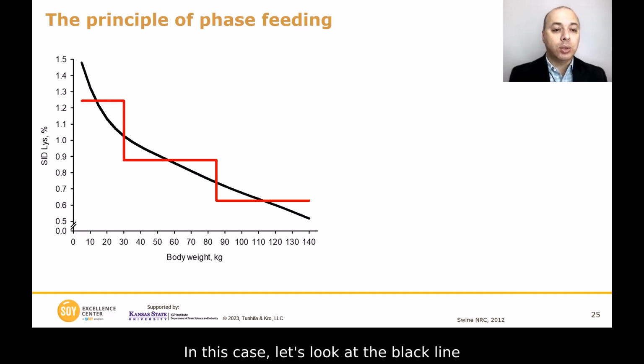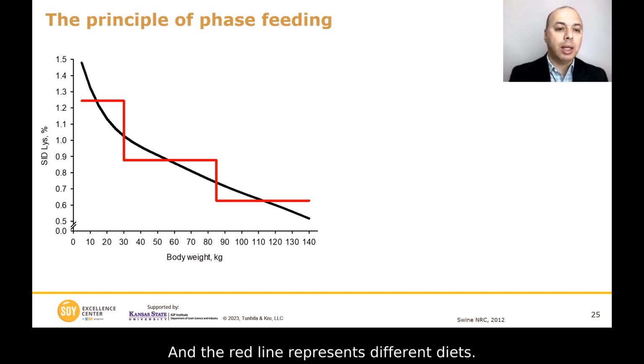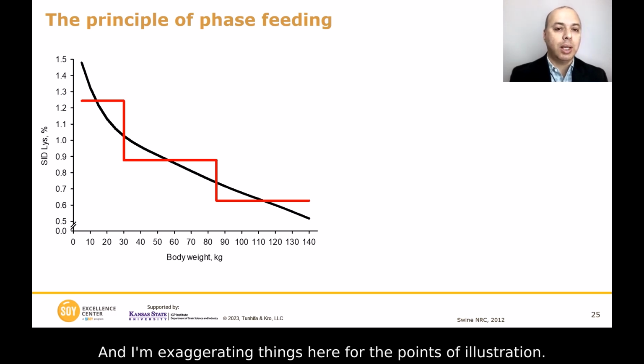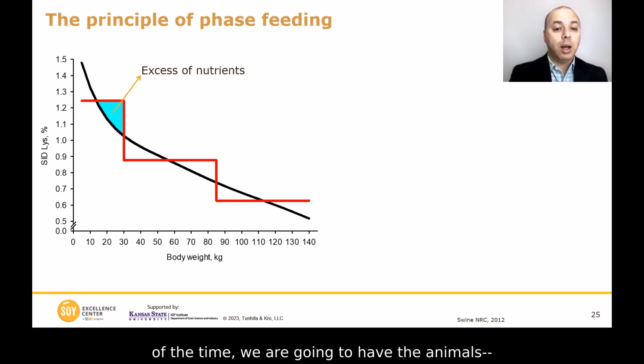In this case, let's look at the black line, which is the lysine percent of the diet as the pig increases in body weight. And the red line represents different diets. In this case, this will be a 3-phase feeding diet. And I'm exaggerating things here for the point of illustration.